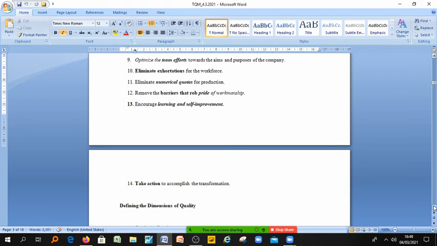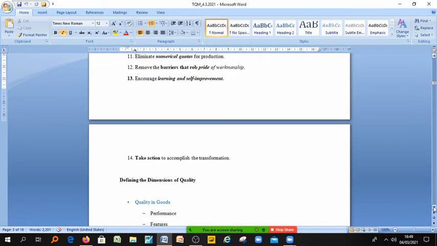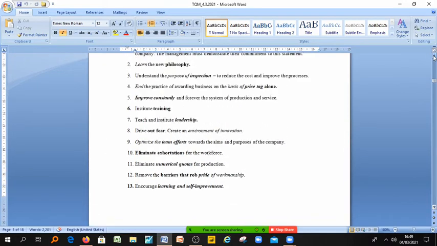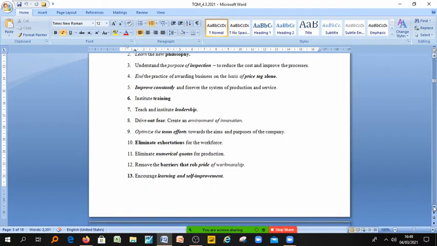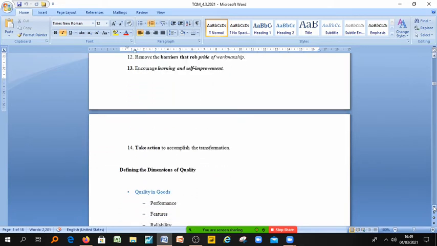Then lastly, number 14 is take action. After you've done all, you now take action, you put into practice, you implement, in other words. Take action to accomplish the transformation. So those are the 14 point programs of Edward Deming that he put across that should be looked at in terms of improving quality.